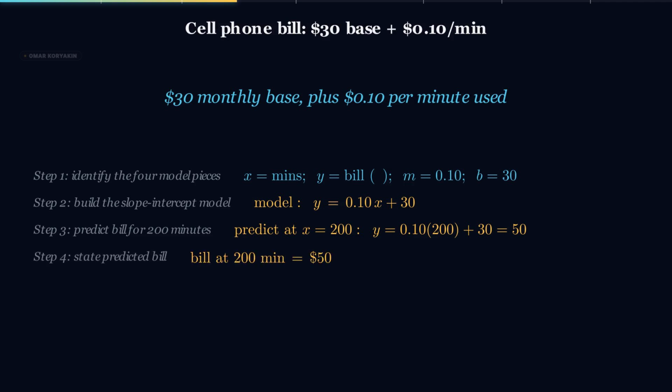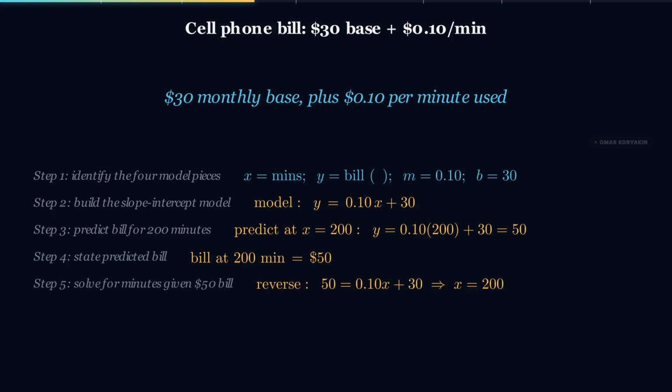Step 4. Solve the reverse direction. Find the usage that produces a $50 bill. Set y equal to 50 in the model and solve for x. 50 equals 0.10x plus 30. Subtract 30 from both sides. 20 equals 0.10x. Divide both sides by 0.10: x equals 200. The forward and reverse calculations agree, with 200 minutes producing a $50 bill in both directions.